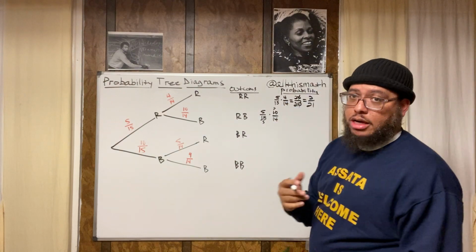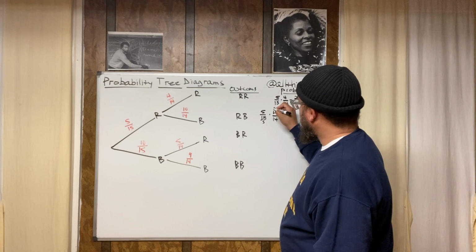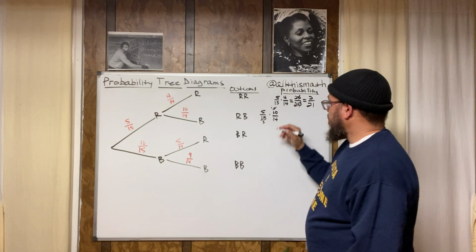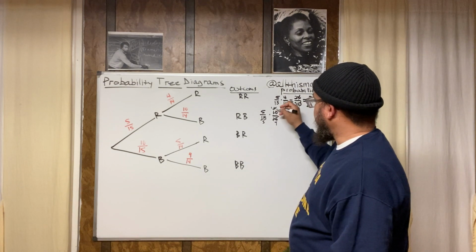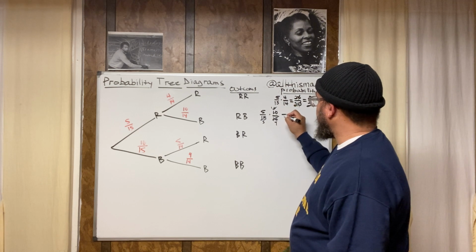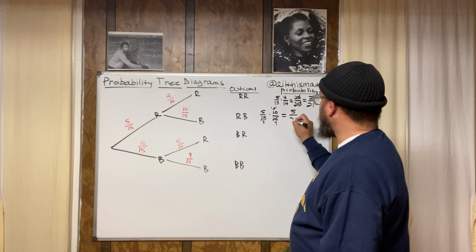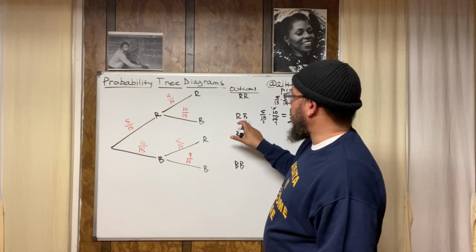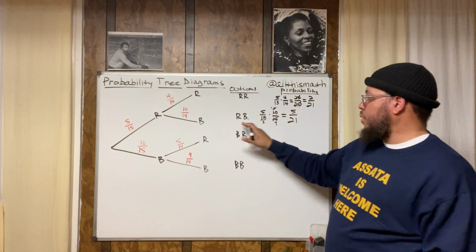2 over 14 I can reduce, right? The common factor is 2 because they're both even numbers. 2 divided by 2 is 1. 14 divided by 2 is 7. So now I got 5 over 3 times 1 over 7. So 5 times 1 is 5. And 3 times 7 is 21. So that means there's a 5 out of 21 chance that this outcome can happen.